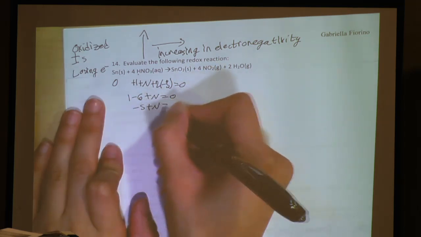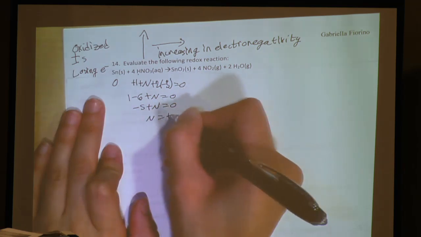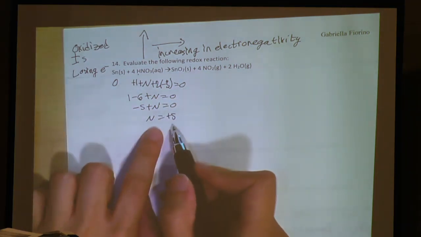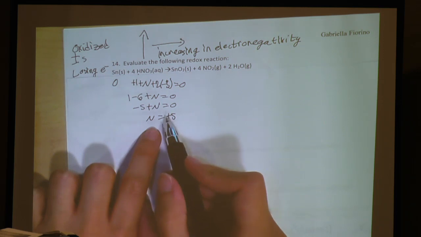-5 plus n is equal to 0. N is equal to +5. So +5 is the oxidation state of nitrogen. Does that kind of make sense?